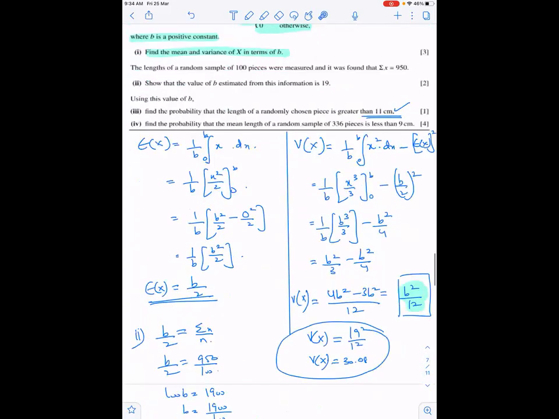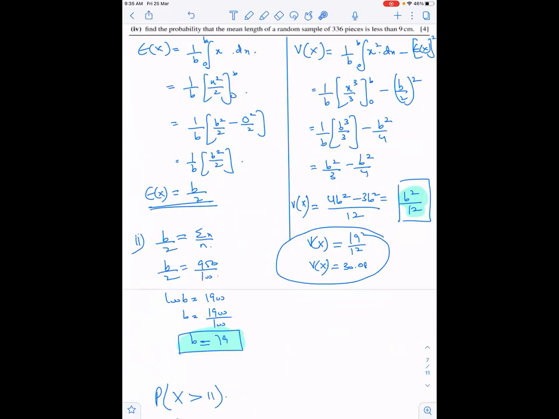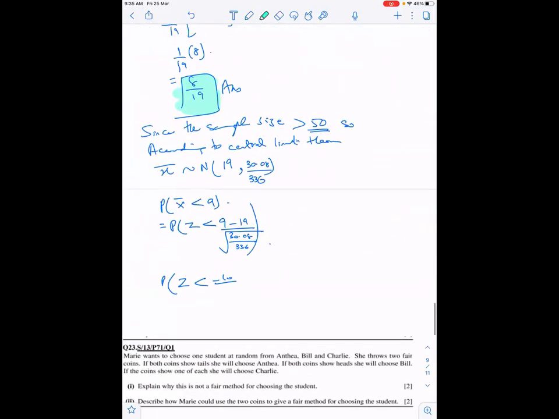distribution. Okay? So we already knew that the mean is actually b upon 2. So the mean is 19 upon 2, which is 9.5. ठीक है ना? So the mean is 9.5. And the variance, if you plug in the value of b in this, you're getting 30.08. So you can say that the distribution is normal and the mean is 9.5 and the variance is 30.08 divided by the sample size. Are you getting it? Okay, yeah, got it, got it.